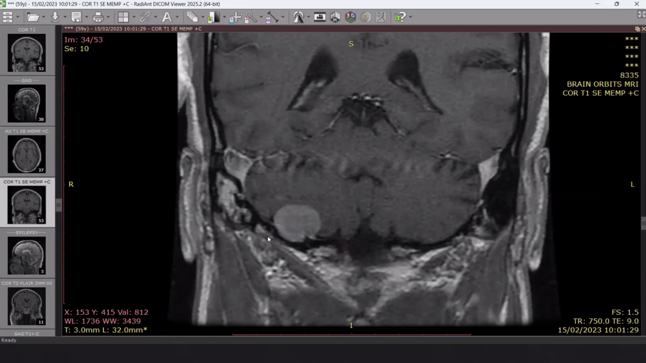A meningioma. Do you know what is the name of this meningioma? What is the name of this meningioma? So, it's a cerebellar convexity meningioma. Okay, sir. Cerebellar convexity meningioma.